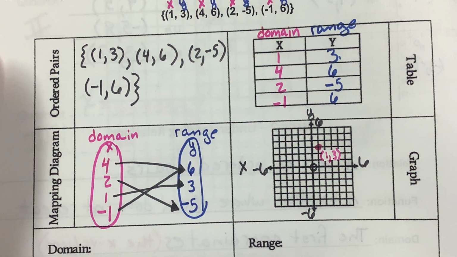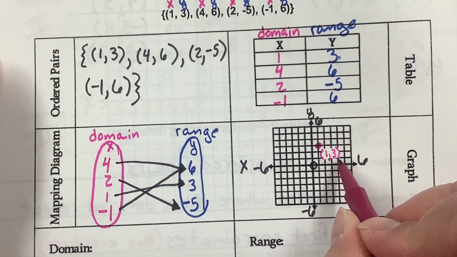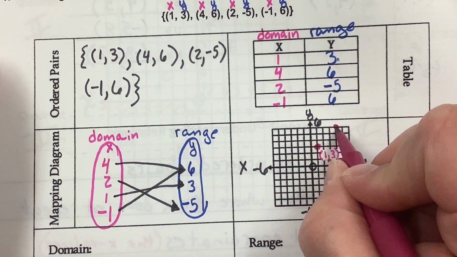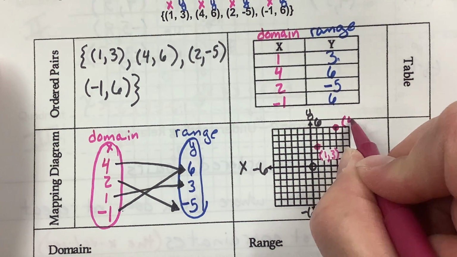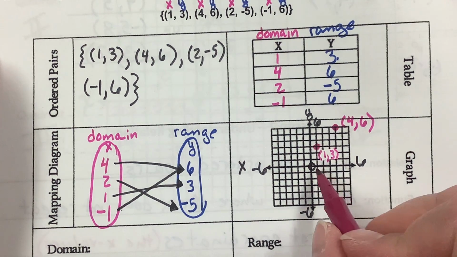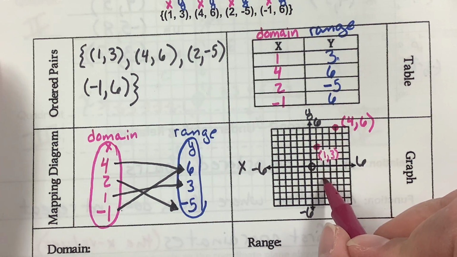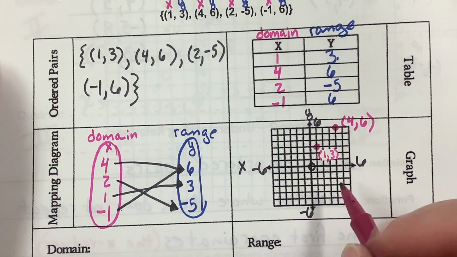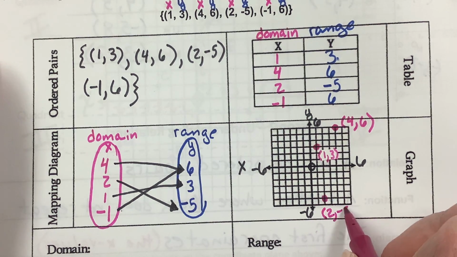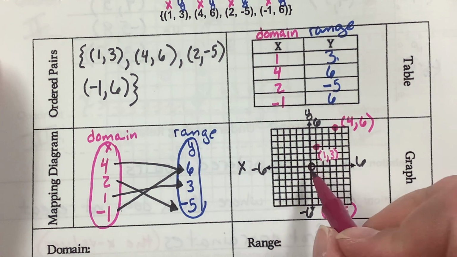My next one is going to be at (4, 6). 1, 2, 3, 4. 1, 2, 3, 4, 5, 6. So I have a point up here, (4, 6). Now my next point is at (2, -5). 1, 2, and then 5 down: -1, -2, -3, -4, -5. (2, -5). And I'm going to put that down here because you can see it a little better outside of the box. And (-1, 6).